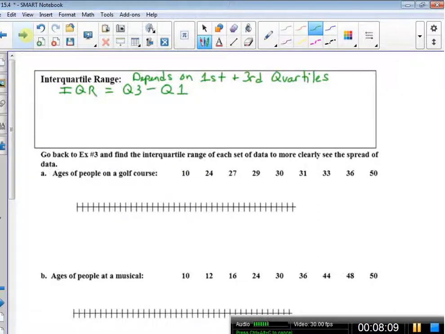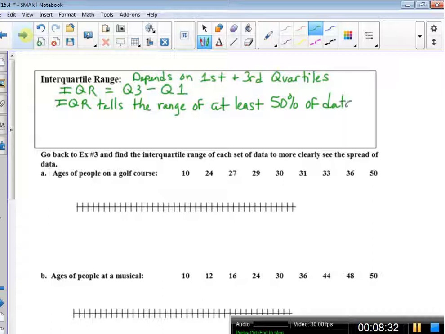The interquartile range tells the range of at least 50% of the data. It better represents the spread of the data.